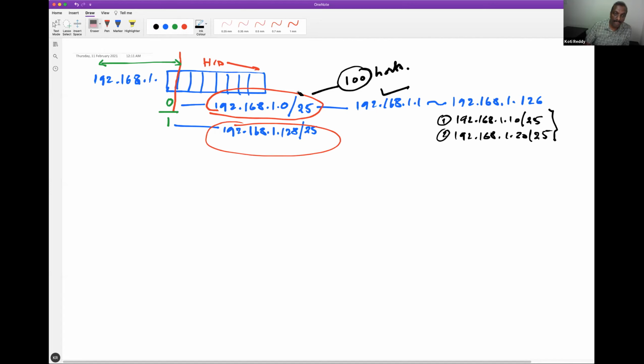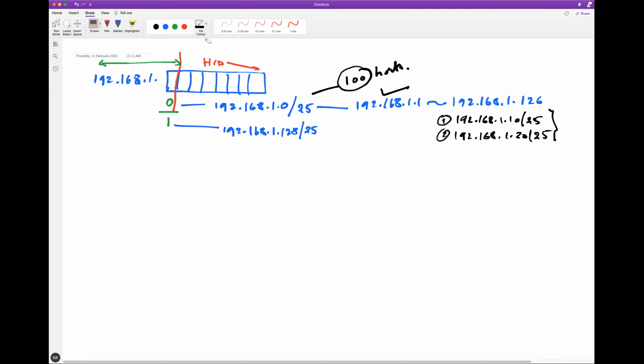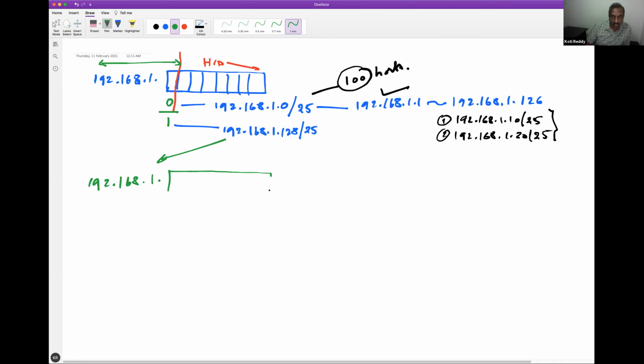So I use the second one. Second one will be what? I'll take this combination now, and in this I try to build. What is 1.128 now? If I see this, what will I get? 192.168.1 dot, then 1, 2, 3, 4, 5, 6, 7, and already keep here 1. This is 192.168.1.128, right? This particular network if I expand.